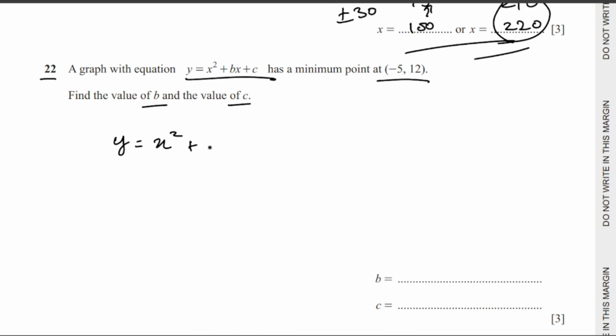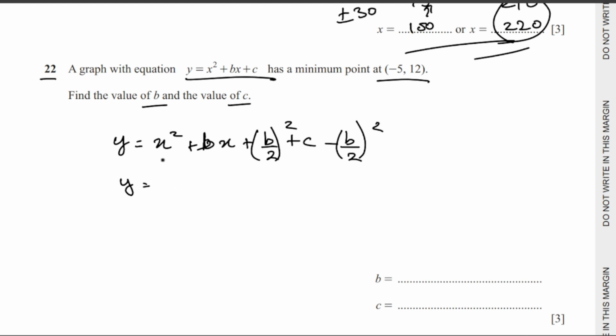x squared plus bx plus b over 2 plus c minus b over 2. This will have to be squared, right? This will give us the final answer. This is basically the method we use for completing the square. If you guys don't know how to complete the square, check out my other video in which I have explained this in a lot of detail.